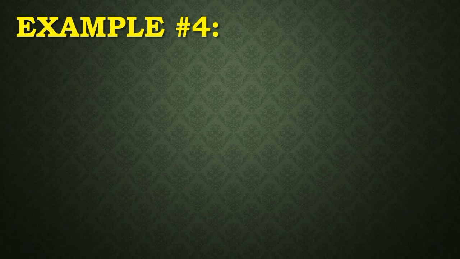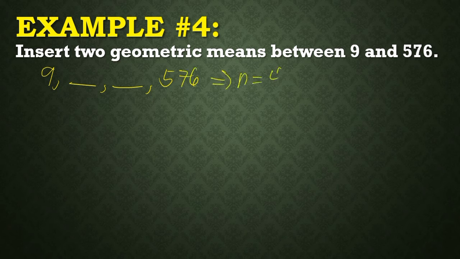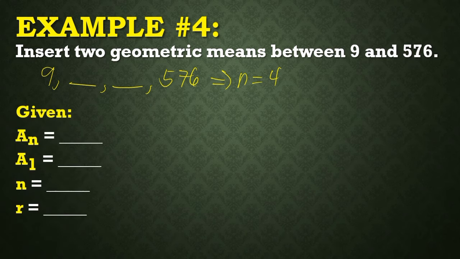So, for our next problem, insert two geometric means between 9 and 576. So, dito yung ini-insert natin is two geometric means na. So, lista lang natin, 9, tapos dalawang blanco, 576. So, yung n natin dito is 4. So, identify the given. A sub n is 576. A sub 1 is 9. And then n is 4. R is unknown. So, applying the formula.